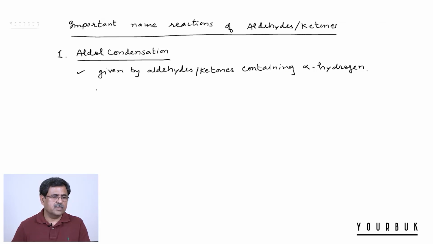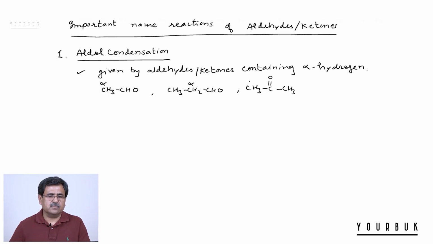For example, CH3CHO is the simplest aldehyde which contains an alpha hydrogen, so it can give aldol condensation. Propanal gives aldol condensation, it contains alpha hydrogen. Acetone gives aldol condensation, it contains alpha hydrogen. So first of all you have to see whether the alpha hydrogen is present or not.